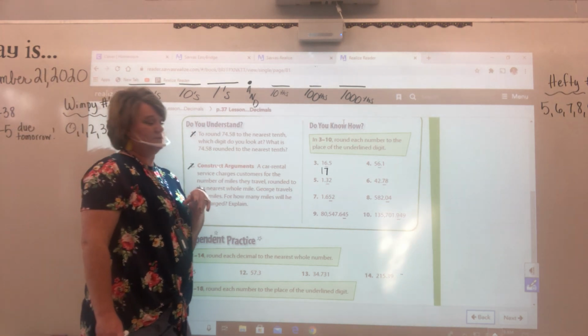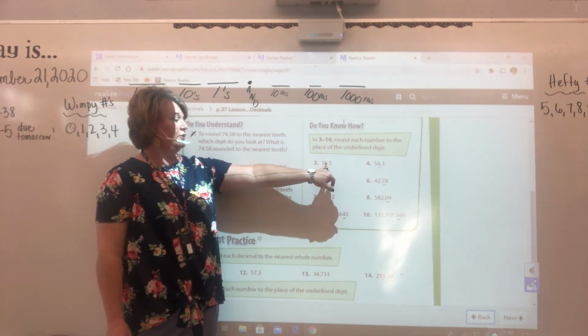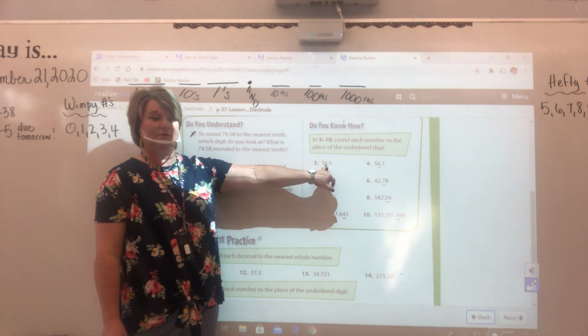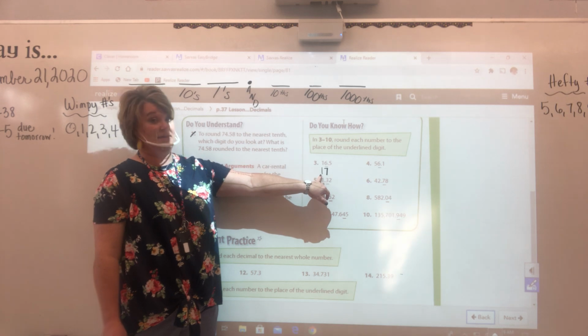Eyes all day long. I don't want to see the top of your heads. So we all agreed that that 5 was a hefty number, and we all agreed that it had enough power to move that 6 over. And so the 6 became a 7. The 1 in front of it stayed the same.